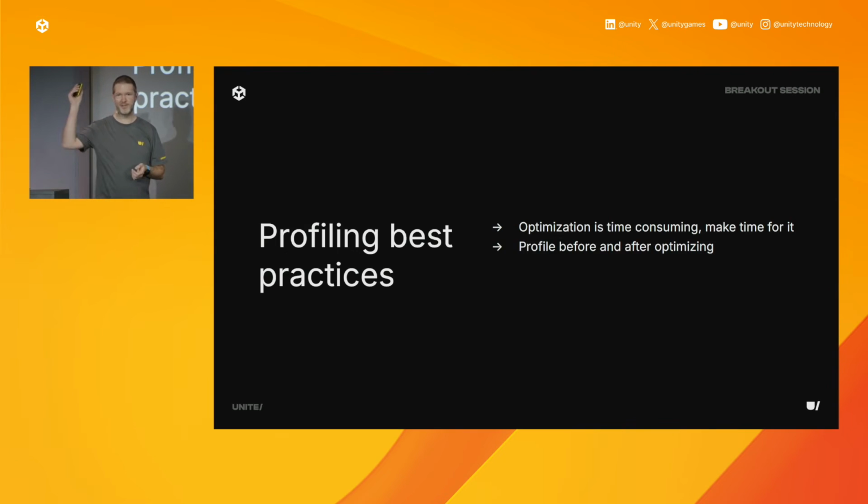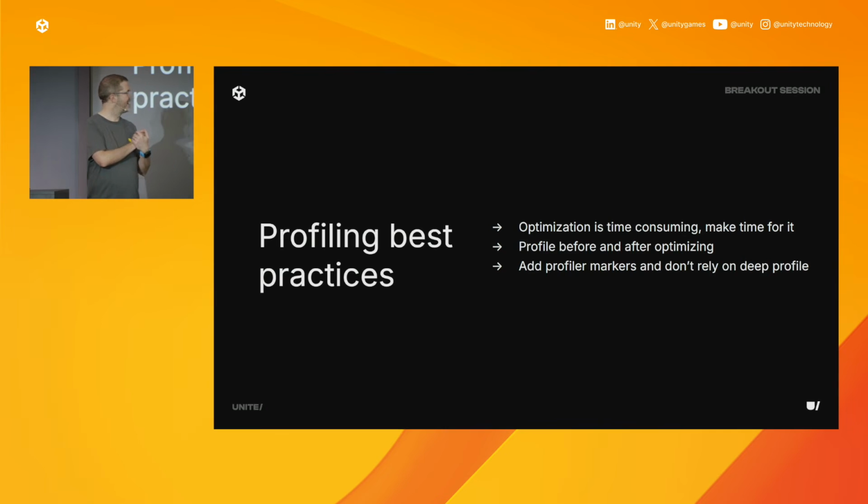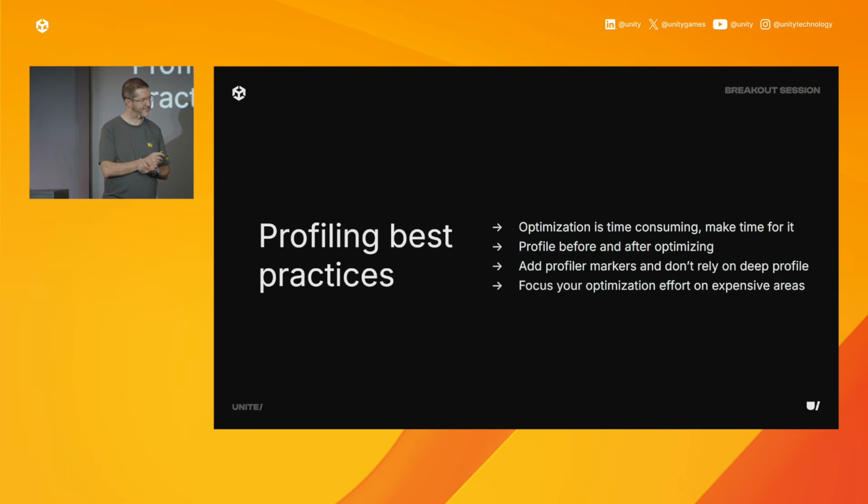Profile before and after optimizing, we've been through that already, but it's good practice to check that you've actually fixed the thing you think you fixed. Add profiler markers. Don't go using deep profile for things when you're actually profiling. It's not going to give you the same sort of accuracy in terms of your timings. Focus your optimization on expensive parts of your game because those are the bits where you're going to have, I mean, it's obvious when you're focusing it on the area you've got a problem, but if you focus it on the expensive part of the frame, that's where you've got most to gain as well.